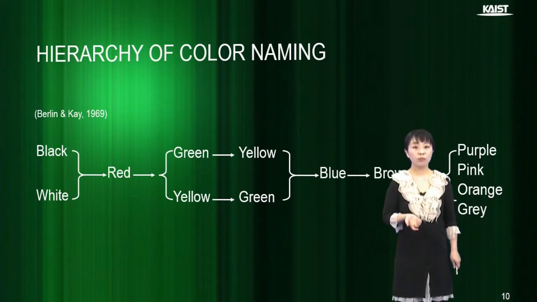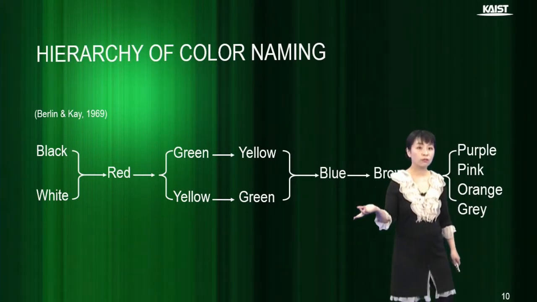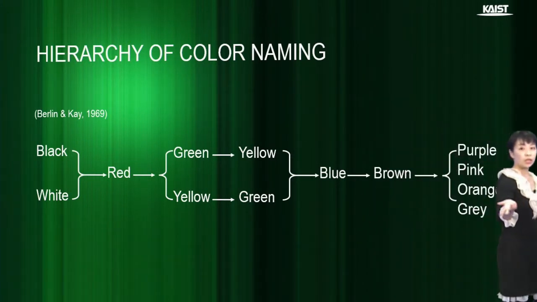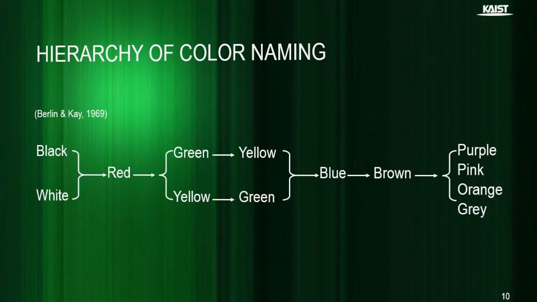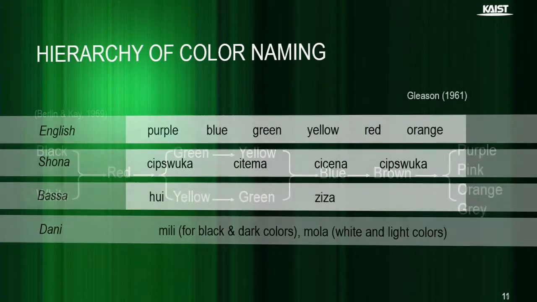Furthermore, Berlin and Kay proposed an evolution of color names. The evolution of color names corresponded to a hierarchy of basic color names, from the very basic ones toward more specific ones broken down from the previous ones. The hierarchy begins with distinction of lightness.